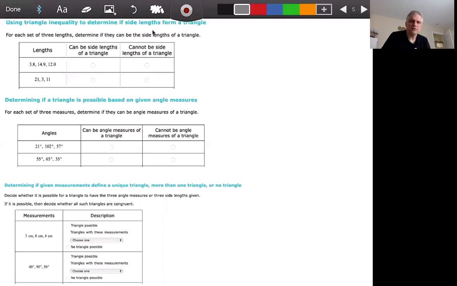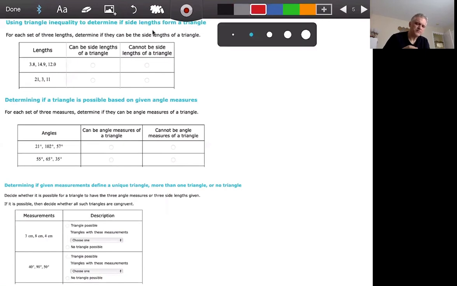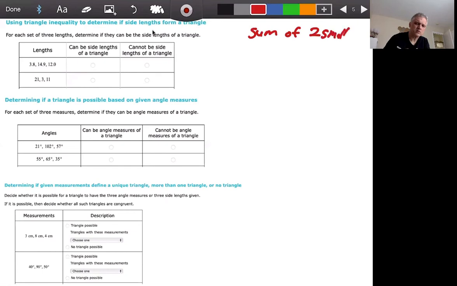Now, from that hands-on type of question, you should be able to come up with the fact that if I want to know whether or not 3 numbers can be the sides of a triangle, it's real simple. You take the sum of any 2. I always take the 2 smallest sides. Take the sum of the 2 smallest sides, and that sum must be greater than the third side. If it's not, it's not a triangle.